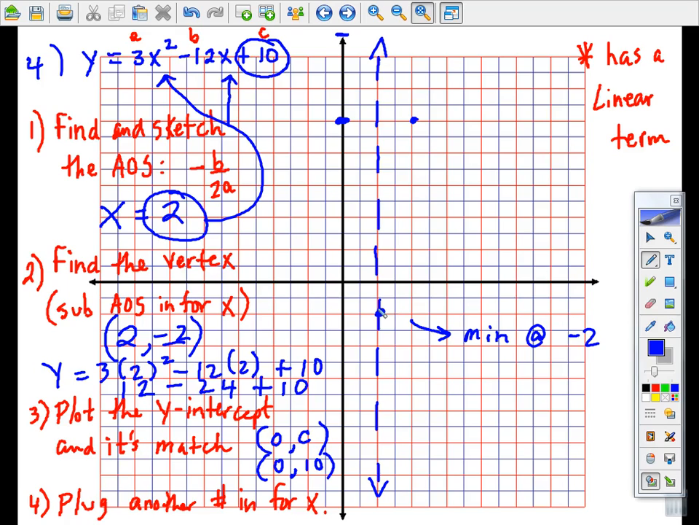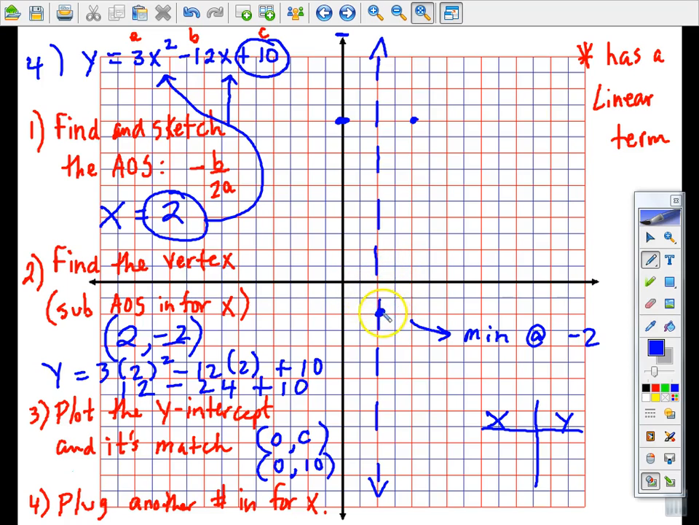Anybody confused? Okay, we're ready to do step number 4, which is going to involve plugging a number in for x. We get to pick a number. Technically, it can be any number you want because x is an independent variable, but I just have this thing about building from the middle.